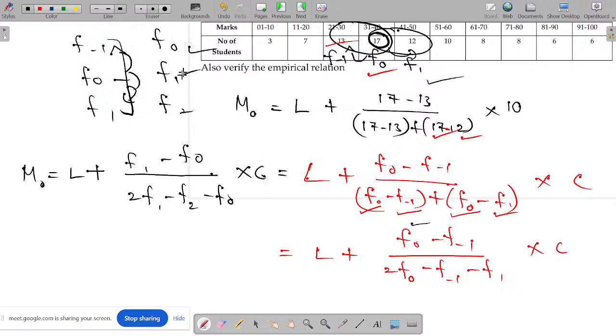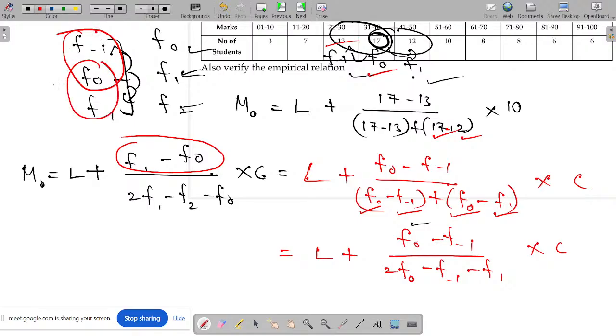Either I can go this way or that way. You can use both, but if asked for the formula, be clear which one you have to write. The concept behind it is, in the numerator, we consider the difference between these two. You can name it anything, don't worry. In the denominator, the difference between these two and these two added.